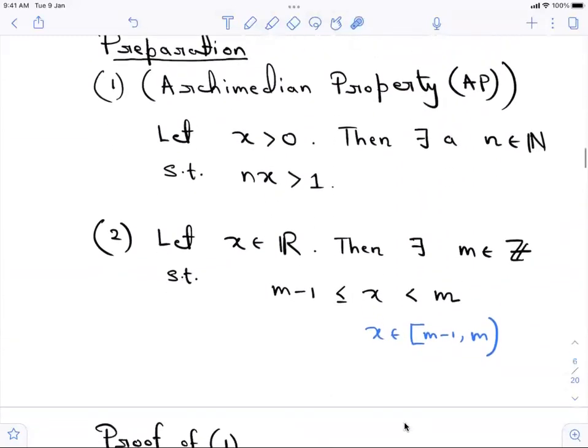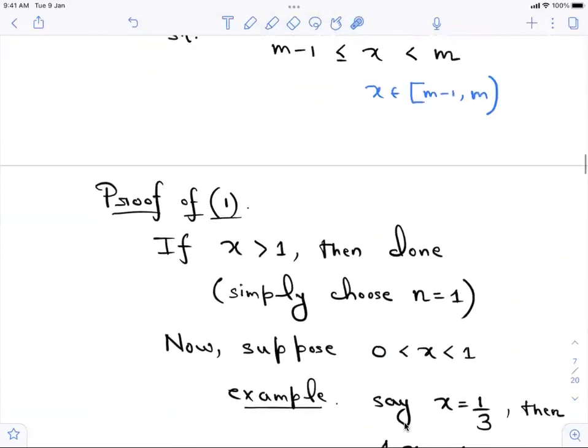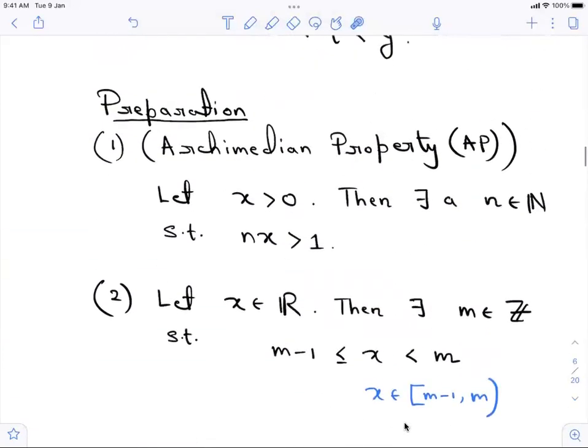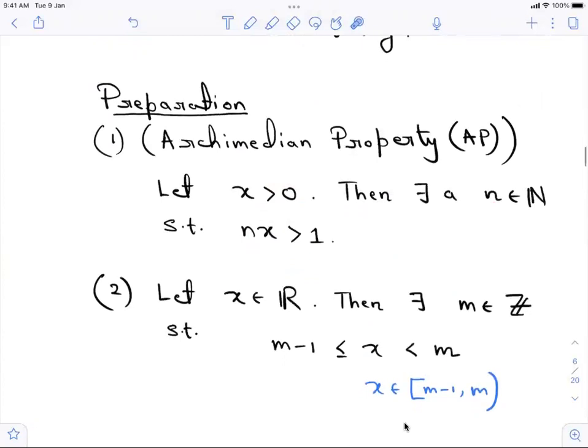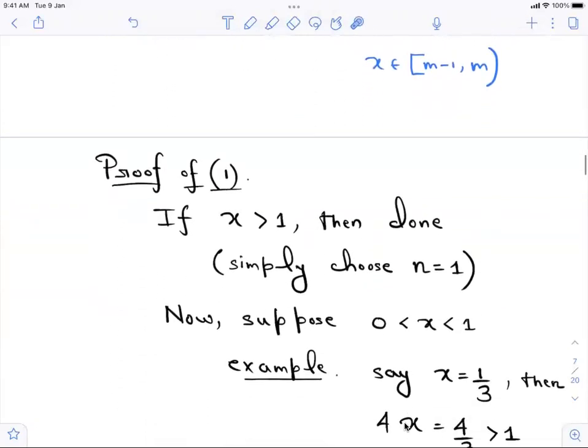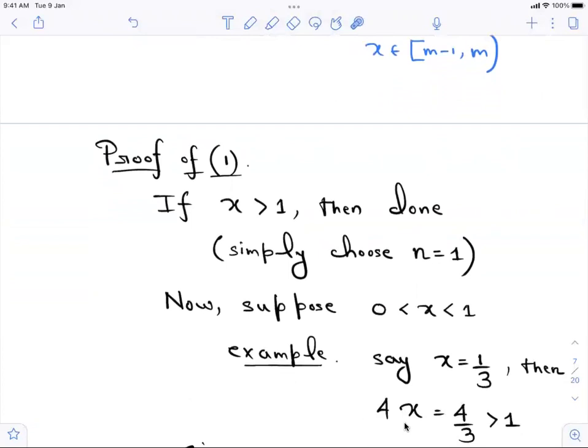How about the Archimedean property? Once again, let's recall the statement. The statement is that given any positive real number x, I should be able to find a natural number n such that n times x is bigger than 1. So x is a positive real number. It can be bigger than 1, equal to 1, or less than 1.